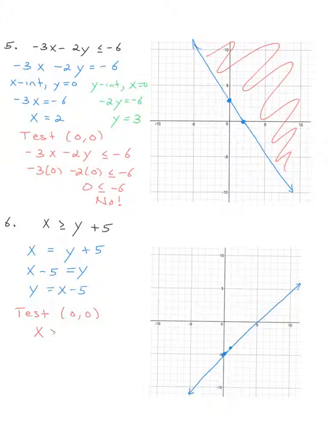So for x is greater than or equal to y plus 5, 0 goes in place of x, 0 goes in place of y. We get 0 is greater than or equal to 5, which of course is false. And this means I don't want to shade at 0, 0 or anywhere up here. I'm shading below the line.